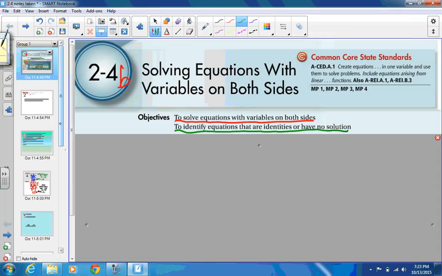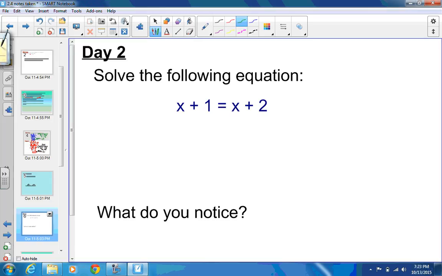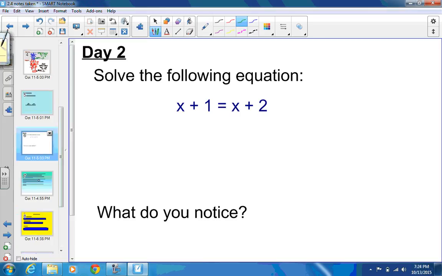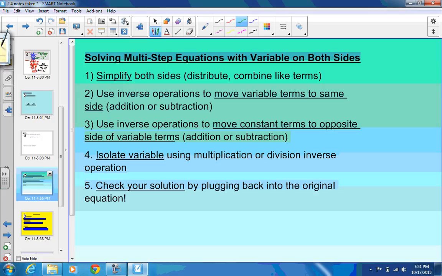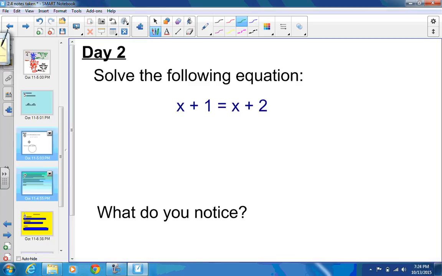So here is what I want you to look at. Solve the following equation. All right, so remember, for just a regular two-step equation or multi-step equation with variables on both sides, one of the requirements is to first, well, let's look at the rules here. I know it seems like a lot. The fifth step is always just to check. But first, simplify both sides if you can, distribute or combine any like terms.